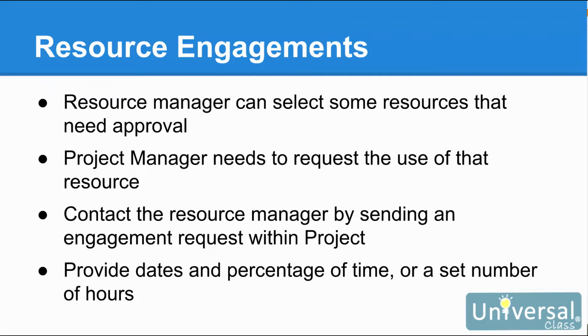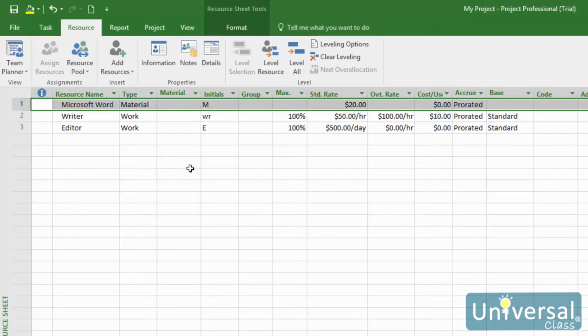You, as the project manager, would have to request use of that resource. You would contact the resource manager to gain the permission by sending an engagement request in Project. You'll give the dates you'll need the resource, plus a percentage of the resource's time during those dates or the set number of hours for those dates. To send an engagement request, go to the Resource tab and click on the Add Engagement button. If you don't see the button here, it's because you don't meet the criteria for having resource engagements enabled, which we mentioned earlier in this lesson.